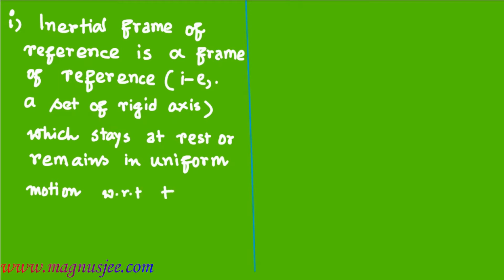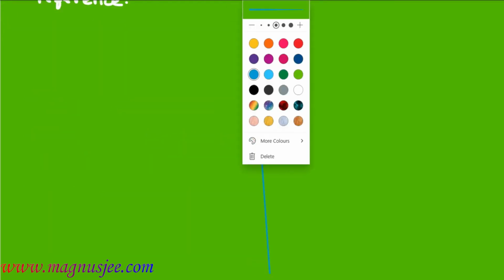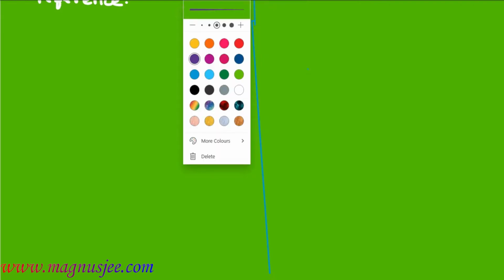With respect to another assumed inertial frame of reference. Inertial frame of reference is a frame of reference that is a set of rigid axes which stays at rest or remains in uniform motion with respect to another assumed inertial frame of reference.